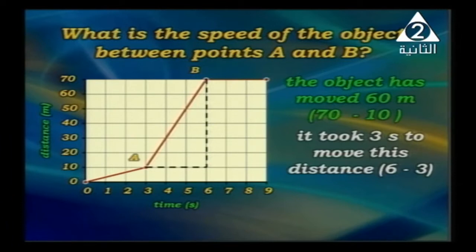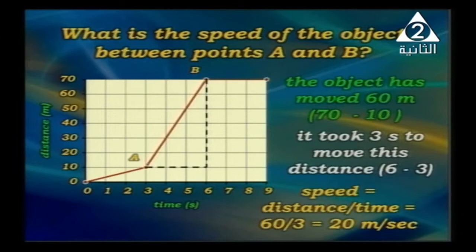So this object has moved 60 meters, 70 minus 10, in 3 seconds, 6 minus 3, and the speed equals distance divided by time. We have the same rule: distance divided by time in all cases. 60 divided by 3 equals 20 meters per second. I calculated this one from the graph. It's very easy to calculate.